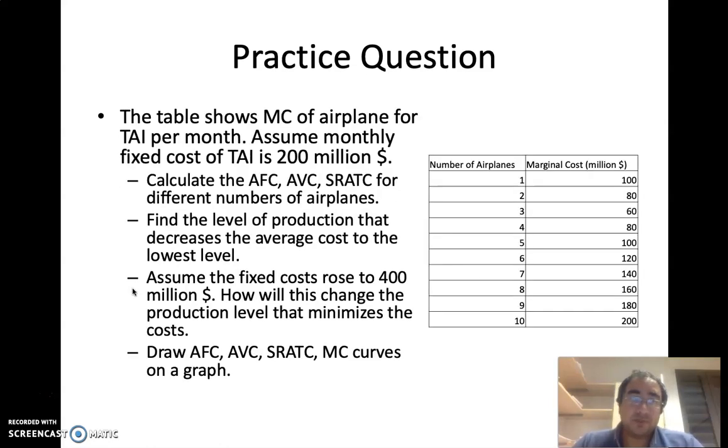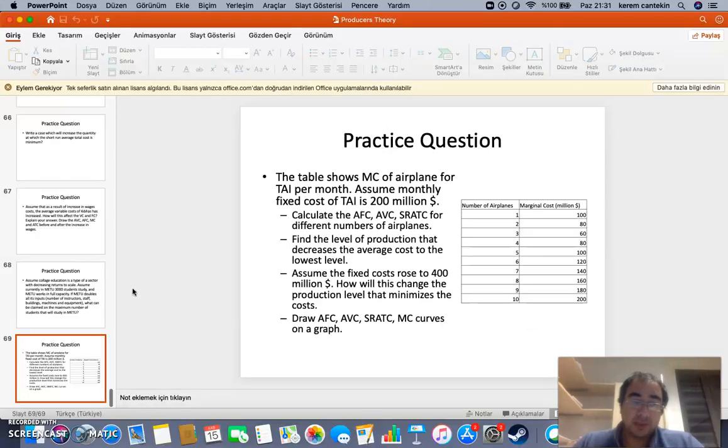So, practice question. The table shows marginal cost of airplanes for Thai per month. Assume monthly fixed cost of Thai is $200 million. Calculate average fixed cost, variable cost, and average total cost for different numbers of airplanes. Find the production level that decreases the average cost to the lowest level. Assume fixed costs increase to $400 million. How will this change the production level that minimizes the costs? And draw the curves. Okay, let's start to do that.